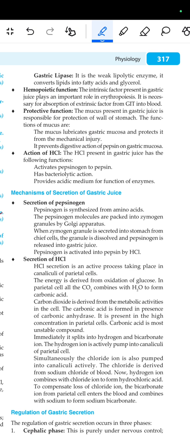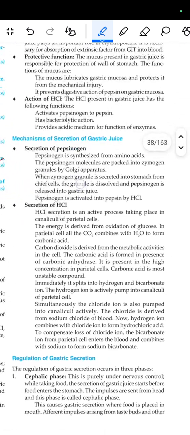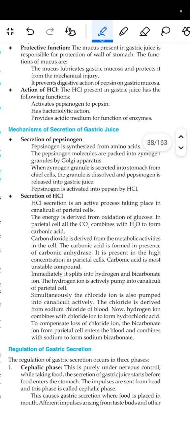Protective function: the mucus present in the gastric juice is responsible for the protection of the wall of the stomach. The mucus lubricates the gastric mucosa and protects it from mechanical injury, and it prevents the digestive action of pepsin on the gastric mucosa. Actions of the HCl present in the gastric juice: it has a digestive function, activating pepsinogen to pepsin. It has a bacteriolytic action and provides the acidic medium for the functions of the enzymes.